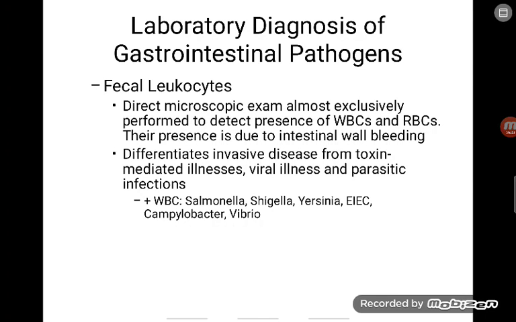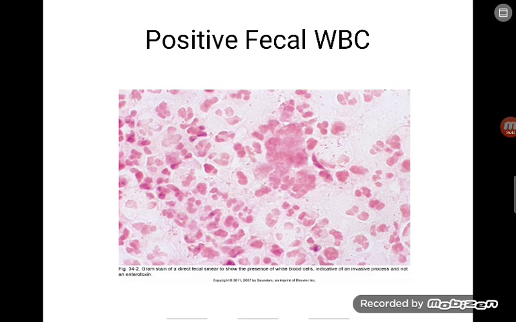We can do the general stool examination, in which we look for fecal leukocytes. Indirect microscopic examination is almost exclusively preferred to detect the presence of white blood cells or RBCs. Their presence is due to intestinal wall bleeding. Also, we differentiate invasive disease from toxin-mediated illness, viral illness, and parasitic infections by finding fecal leukocytes. This is a type of fecal leukocyte.